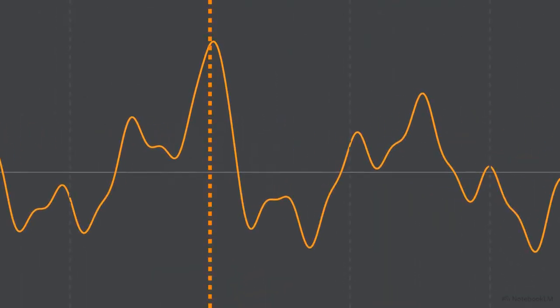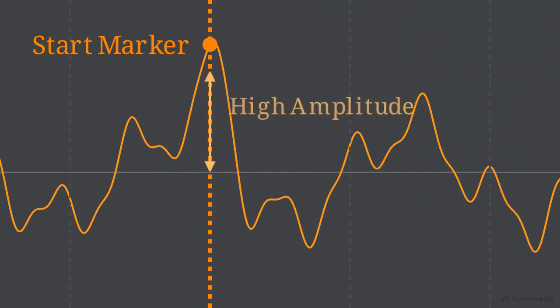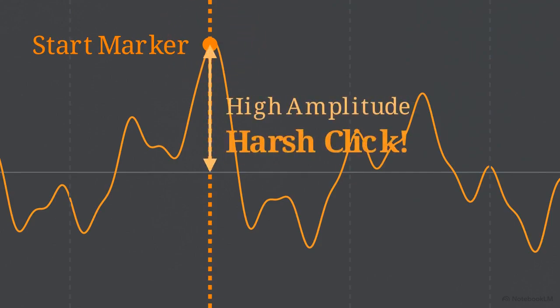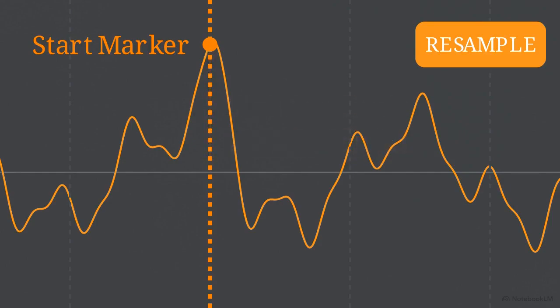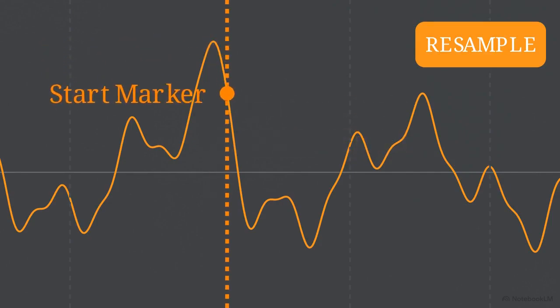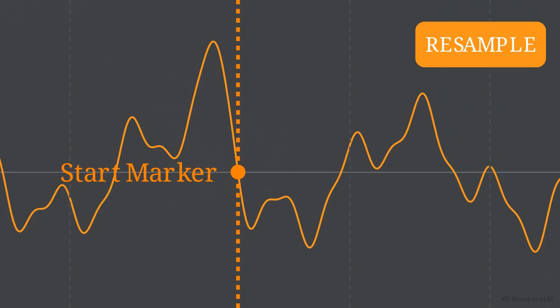When you slice audio mathematically, the cut often lands in the middle of a sound wave. This results in a harsh click at the beginning of the audio when you press the pad. To remove that click, hit the Resample button. This snaps your chop point directly to the zero crossing line, the exact point where sound amplitude is at 0.